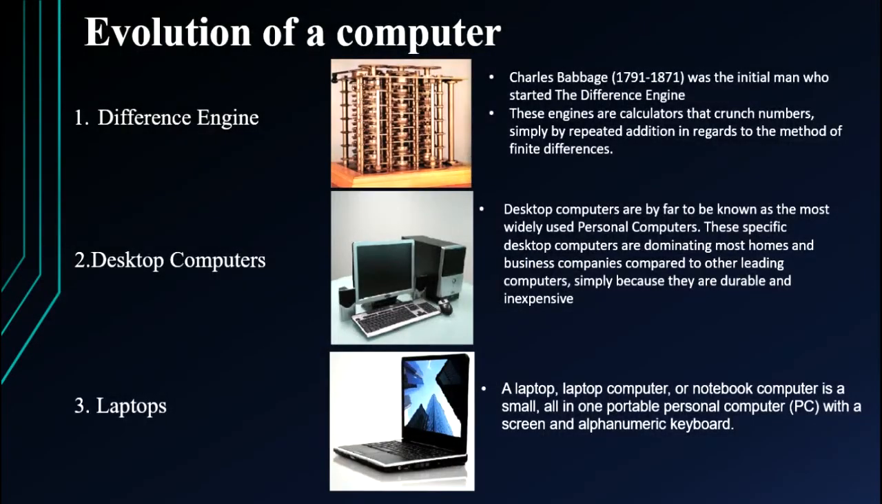Next is our evolution of computer. Okay, so we have four evolutions of computer. First is the computer that was invented by Charles Babbage, which is the Difference Engine. The Difference Engines are calculators that crunch numbers simply by repeated addition in regards to the method of finite difference. Okay, so next is our desktop computer, which we use nowadays.